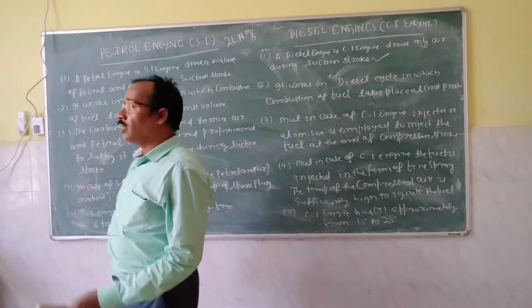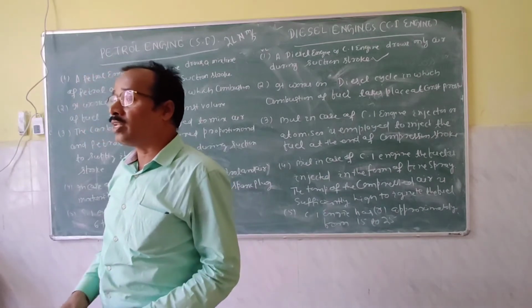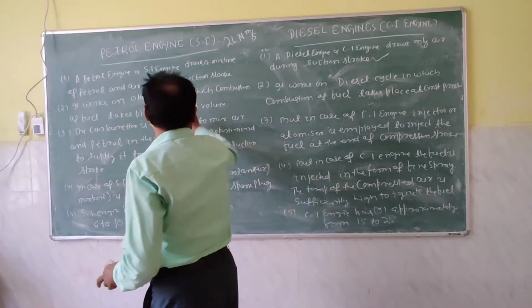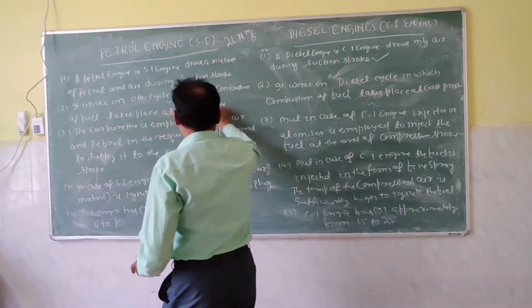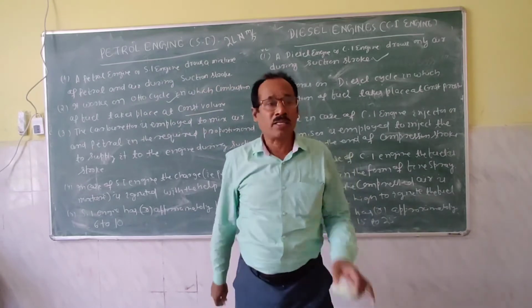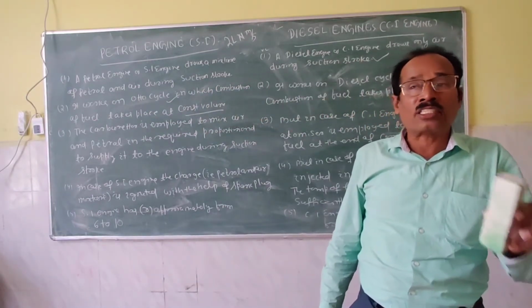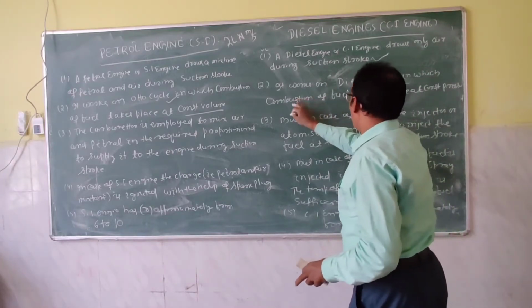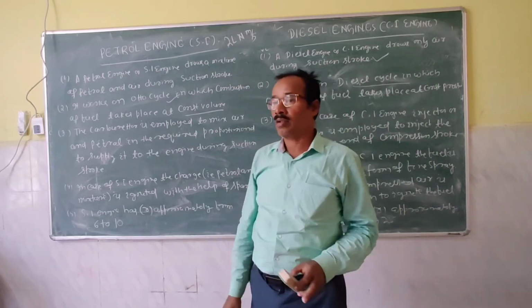Number 2. In case of SI engine or petrol engine works on Otto cycle, in which combustion of fuel takes place at constant volume. But in case of a diesel engine or CI engine, it works on diesel cycle, in which combustion of fuel takes place at constant pressure.